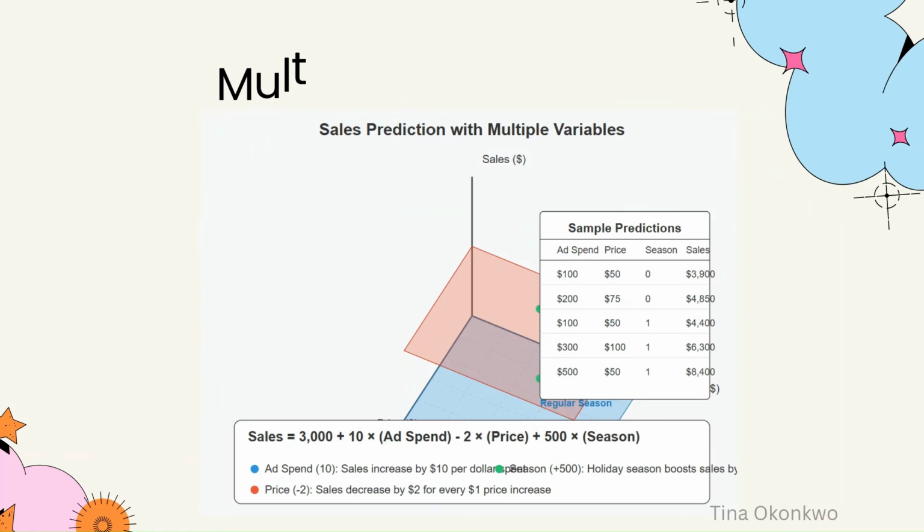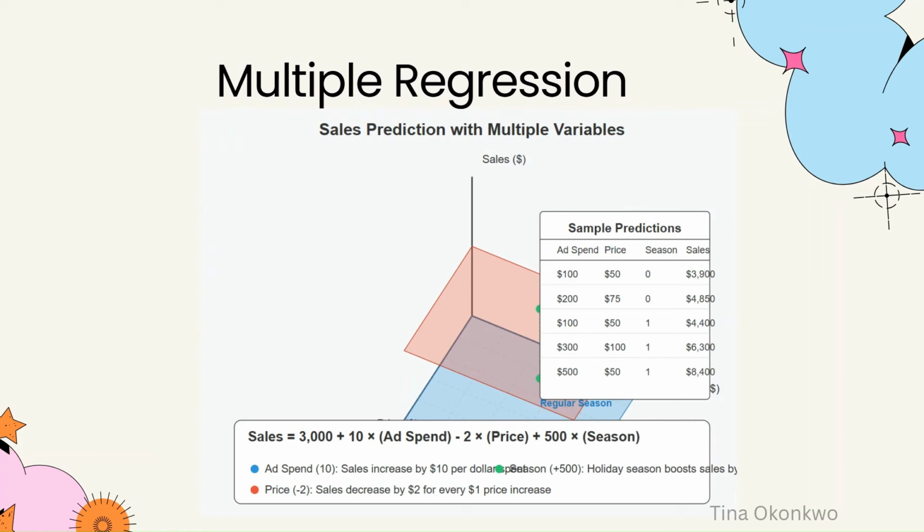Now let's move to multiple regression. When we talk about multiple regression, we are looking at more than just one factor. Let's say you want to consider the price of the product and the seasonality. Is it a holiday season or not when predicting sales? In this case, regression helps you figure out the combined effect of all these factors. You might have an equation that looks like this: sales equals 3,000 plus 10 times ad spend minus 2 times price plus 500 times season.